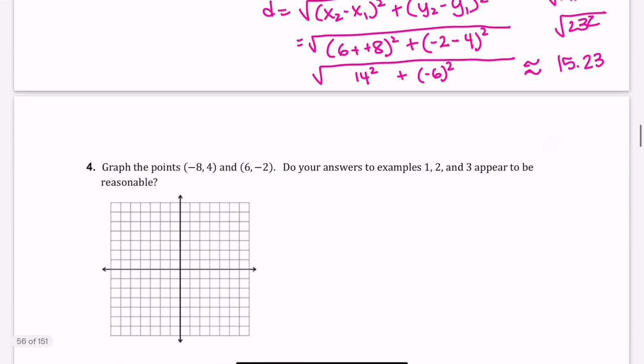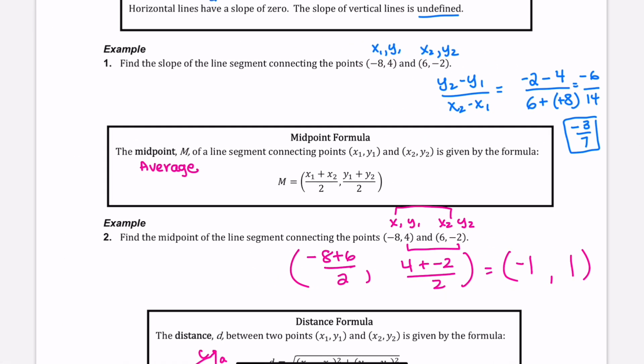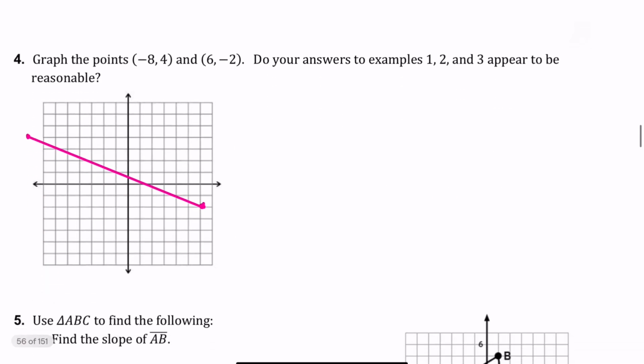Okay, so we are going to graph these points, negative 8, positive 4, and 6, negative 2. On number 1, we're looking at the slope of the line. That's the rise divided by the run. Let's put that on our slope formula. And so we're going to count how much it's going up and down and divide it by how far it's going over left to right.